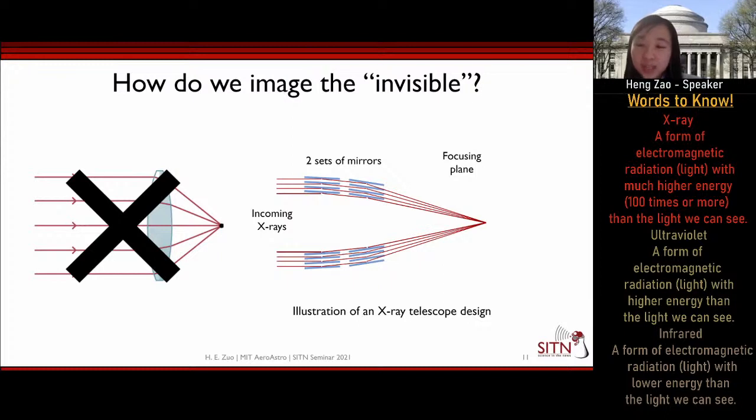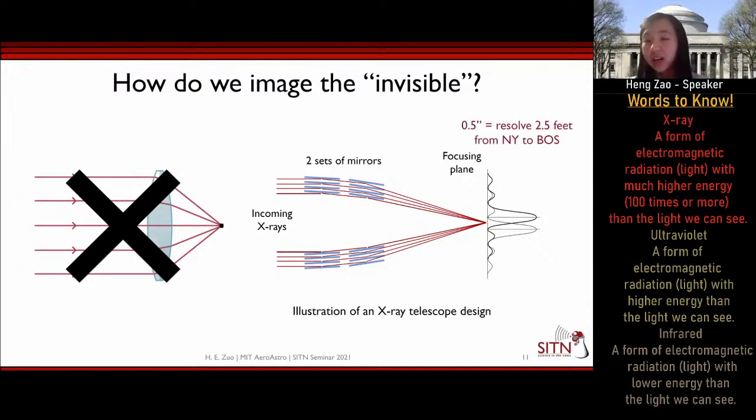For an imaging system like this, it's really important to know the resolution. That's basically how well we can resolve 2 objects from very far away. The smaller the separation at which you can resolve the 2, the better the resolution is. The best one that we have achieved so far for an X-ray telescope is with Chandra, with only 0.5 arc second. An arc second is 1/3600th of a degree, so it's a very small angle. That means we can resolve 2.5 feet from a distance like New York to Boston. So that's the very best vision.